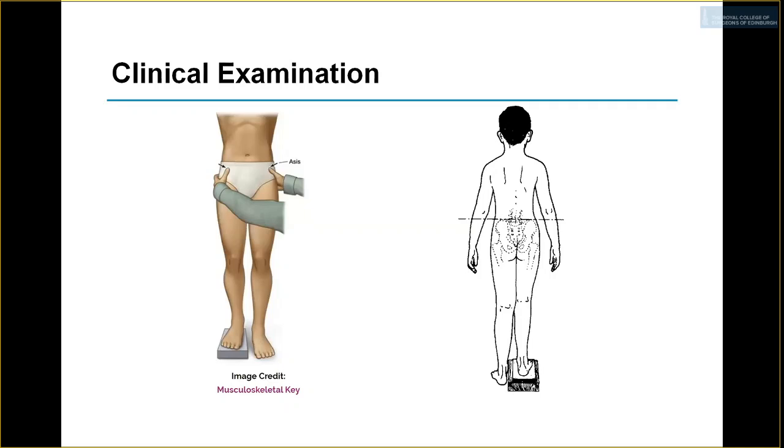But then you'd come to assess your leg length. And the easiest way of doing that is make the patient stand, have your hands on their iliac crests, and see if your hands are at the same level. And if they're not, you might need to put a block underneath the shorter leg. And the leg length discrepancy is the thickness of that block.